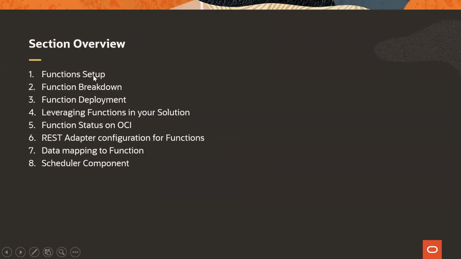Now we will talk about the function we are connecting to in our integration. For this section, we will go over setup, the breakdown of the function used in our connectivity, deploying it, and then we will talk about why leverage functions at all. Next, we will check if our function did deploy on OCI's console. Then we will show how the REST adapter in Integration Cloud is configured and mapped.